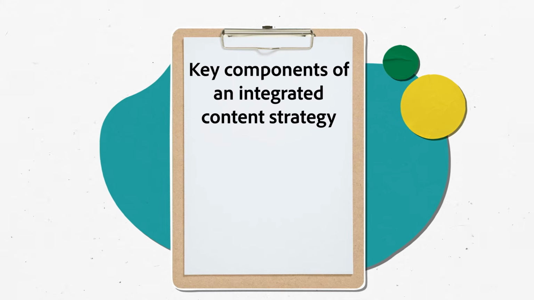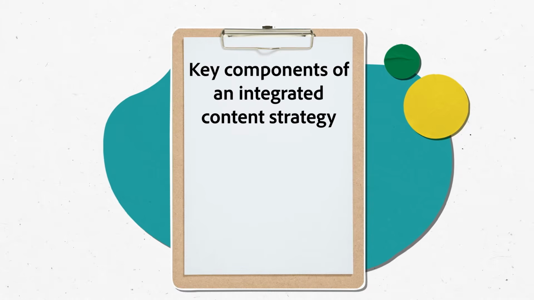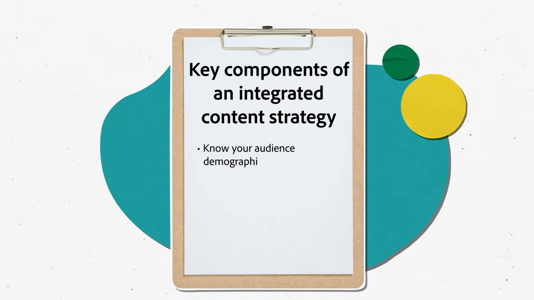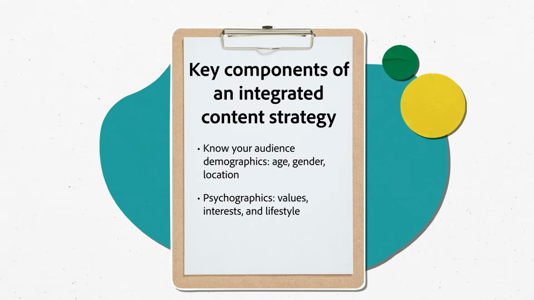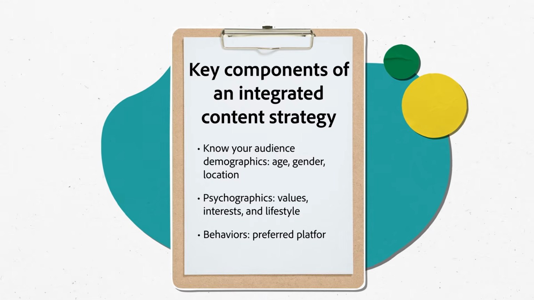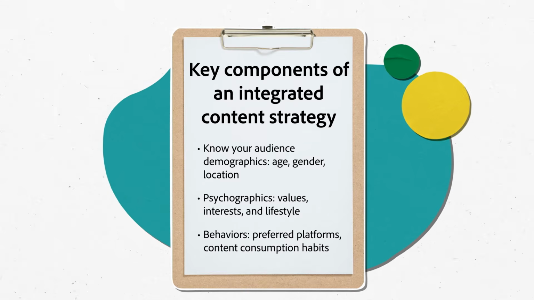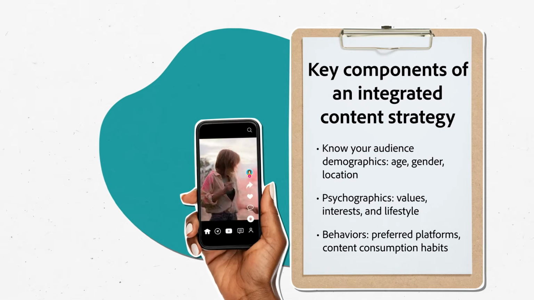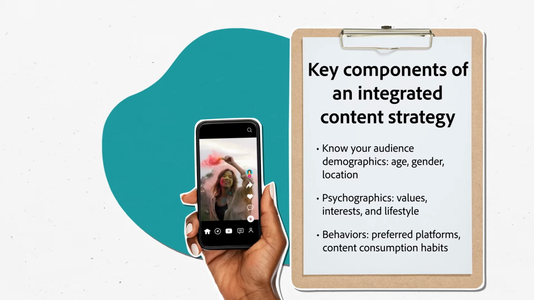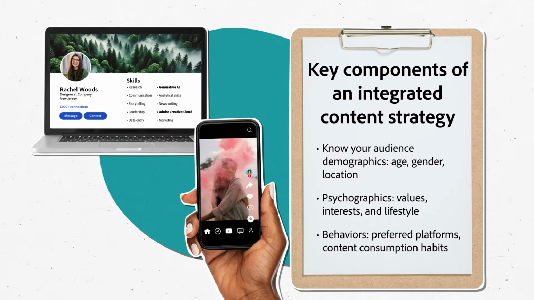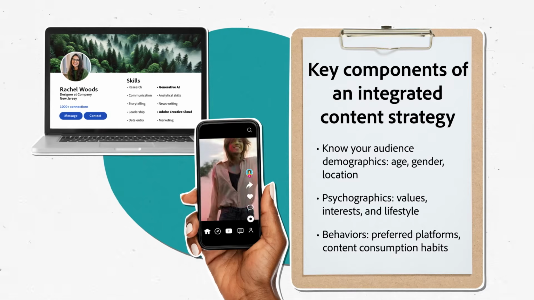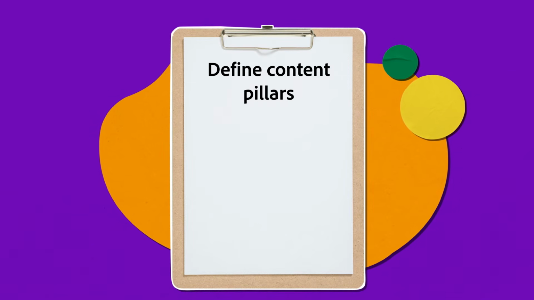Key components of an integrated content strategy. Know your audience. Demographics, so age, gender, and location. Psychographics, values, interests, and lifestyle. Behaviors, preferred platforms, content consumption habits. For example, a TikTok audience might prefer quick, entertaining videos late at night, while LinkedIn users may engage with professional insights during work hours.